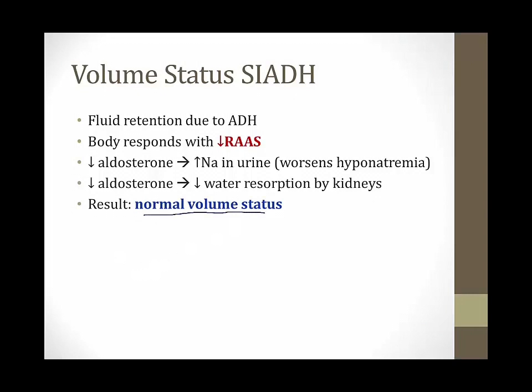So in SIADH, there is fluid retention due to high ADH levels. However, the body responds by dialing down the renin-angiotensin-aldosterone system. The lowering of aldosterone levels leads to more sodium going out in the urine. This worsens the hyponatremia. However, the lowering of the aldosterone levels also decreases the water reabsorption by the kidneys, and this prevents patients from becoming fluid overloaded, and that is why patients with SIADH have a normal volume status.